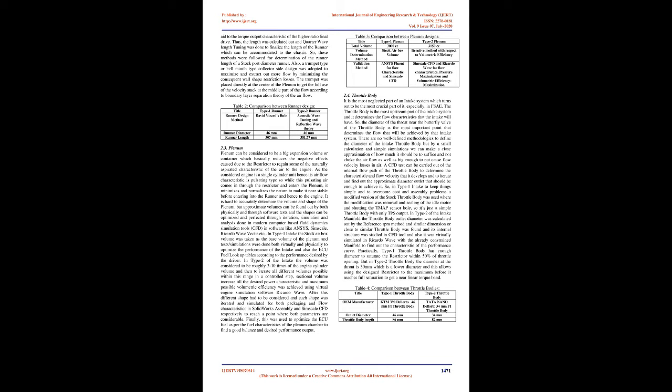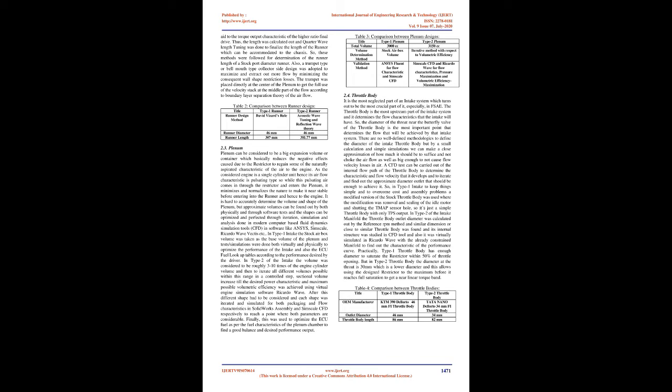Also, a trumpet type or bell mouth type collector side design was adopted to maximize and extract more flow by minimizing the consequent wall shape restriction losses. The trumpet was placed directly at the center of the plenum to get full use of the velocity stack at the middle part of the flow, according to boundary layer separation theory of the airflow.